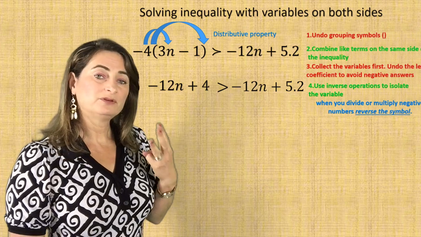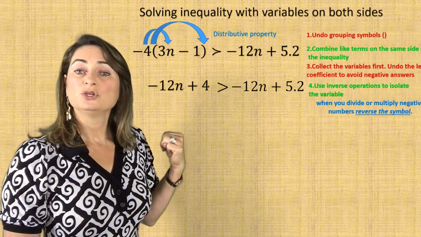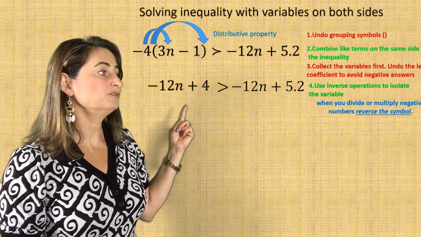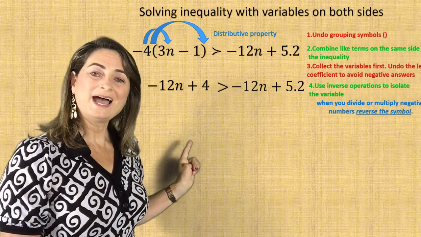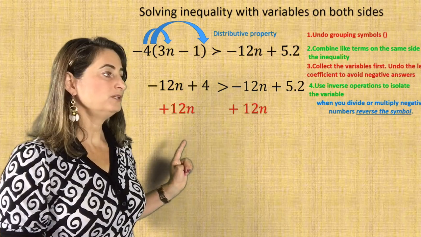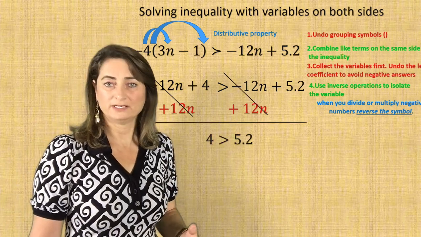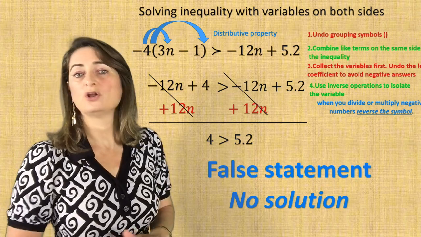So the step number 3 is to collect the variables on one side of the equation using the least coefficient. And they both are the same, so negative 12n, the inverse operation will be to add 12n to both sides of the equation, and you end up with 4 more than 5.2. Is that a true statement? No, that's a false statement, which means no solution.